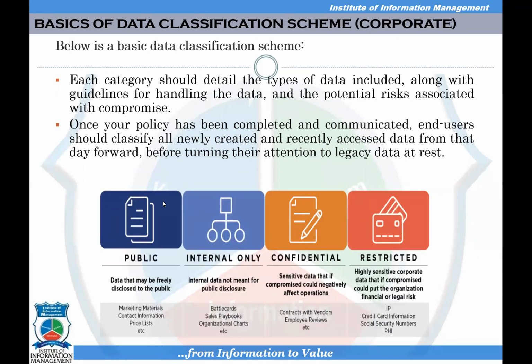Each category should also, in the corporate environment, detail the type of data that is included, along with the guidelines for handling that particular data. It makes it easy on the eye. And then the potential risk associated with compromise. These are supposed to be placed on notice boards within the organization, offices within the organization, the definitions of your data structure and your data classification. These ones are the simple ones that we always have in emails and in environments.